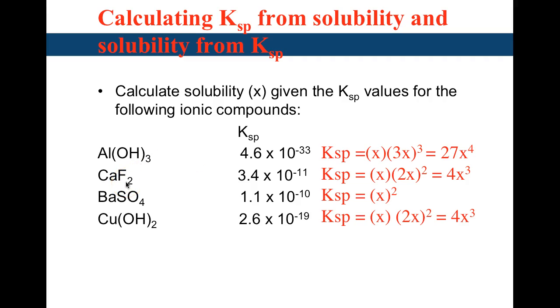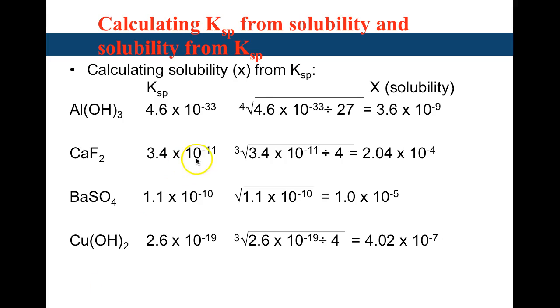Similarly, if you do CaF2, Ca is X, F is 2X, and then you square it, so 4X squared times X, 4X cubed. This is simple, it's X and X, so that's X squared. Cu(OH)2 on the other hand, Cu is X, and then the OH minus is 2X squared, so 4X cubed. And then the next is just taking the solubility, dividing it by that coefficient raised to the square root. Okay.